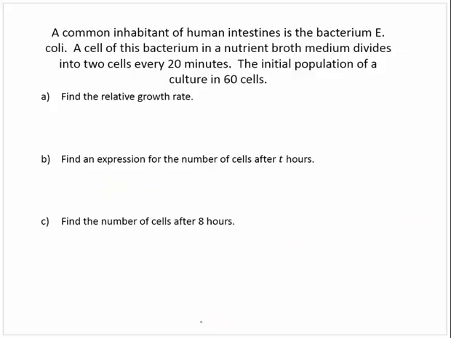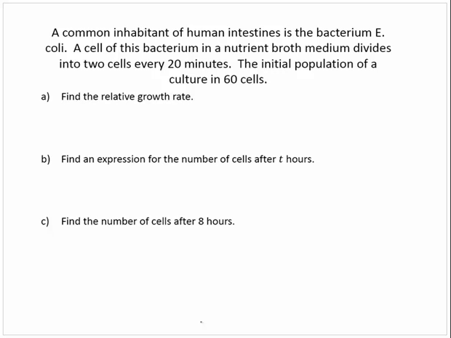All right, so here's an exercise. We're told that a common inhabitant of human intestines is the bacterium E. coli. A cell of this bacterium in a nutrient broth medium divides into 2 cells every 20 minutes. The initial population of the culture is 60 cells. And we're asked several different things about this. First, we want to find the relative growth rate.